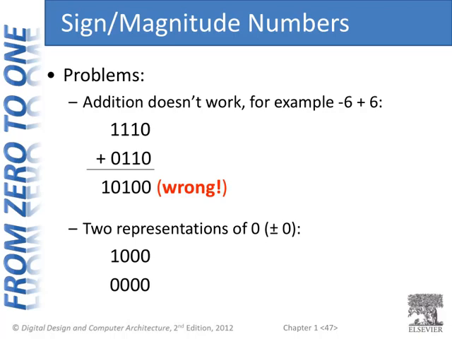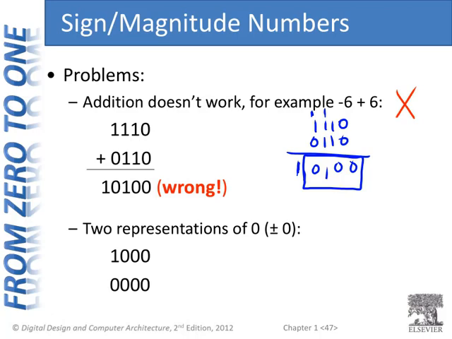So, major issue with signed magnitude numbers is that addition doesn't work. So, for example, if we had minus 6 and plus 6, we'd expect to get 0, but if we actually do that, here's minus 6 and plus 6, we get, well, let's see, 4-bit addition, 4-bit result. Here's our result right there. Certainly isn't 0, so that's a problem. Addition doesn't work.